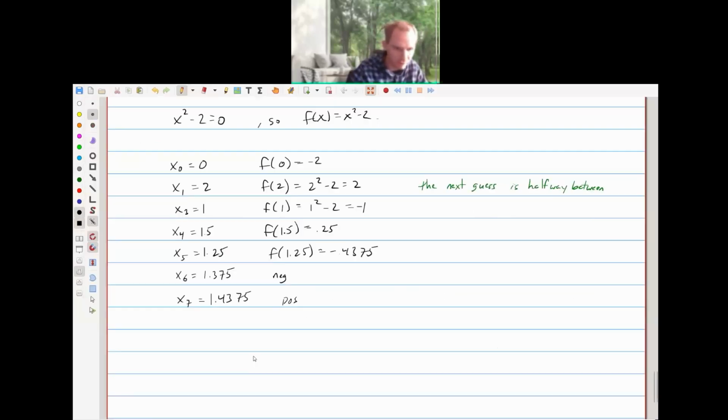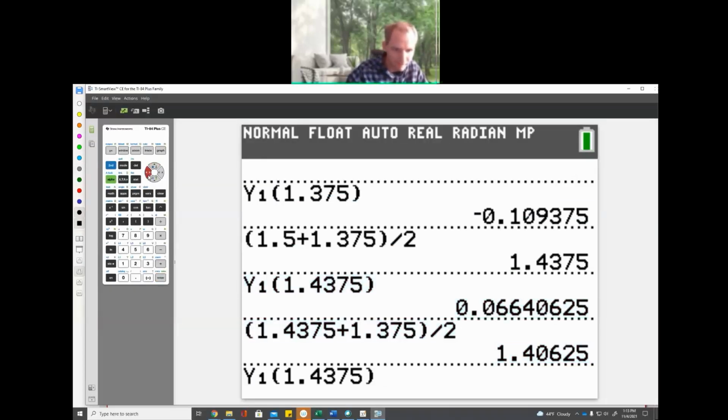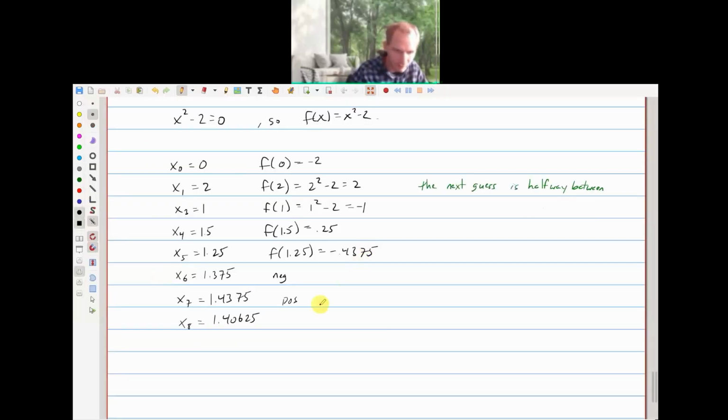And I get 1.40625. And when I plug that into my function, I get a negative. So I know that it's somewhere in between 1.4375 and 1.40625. So far that means that I have 1 decimal of accuracy, because it's definitely going to be 1.4 and then something. So we get 1 decimal so far for the square root of 2.